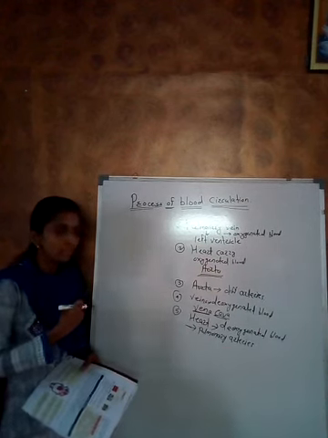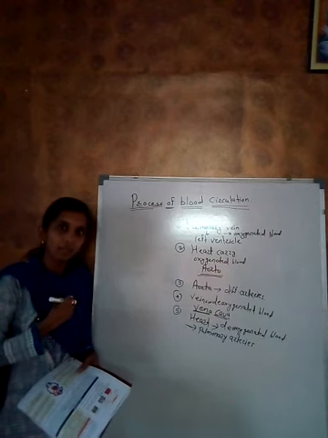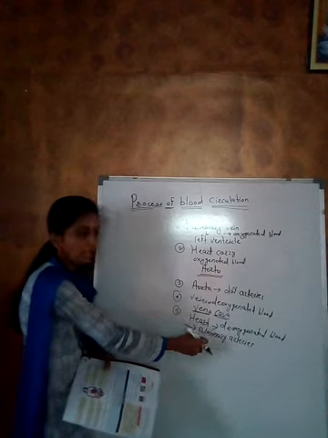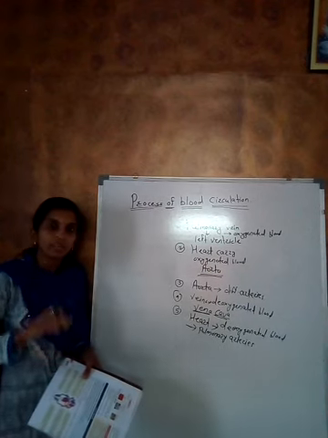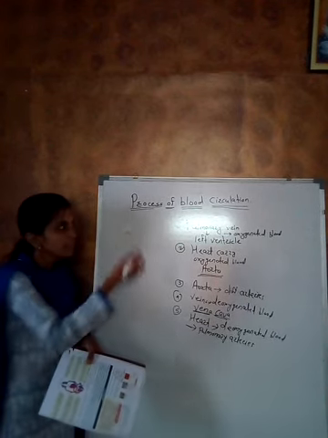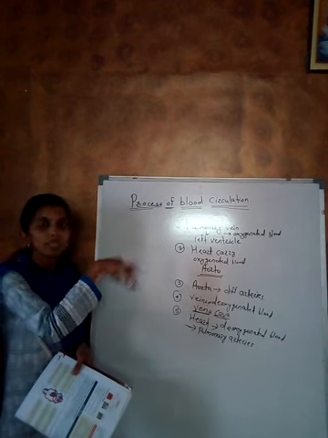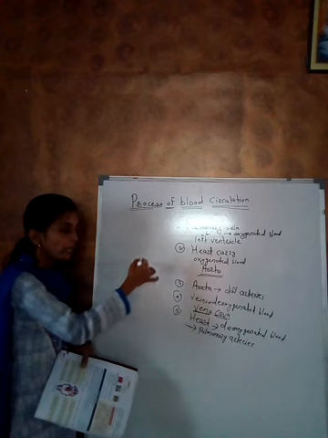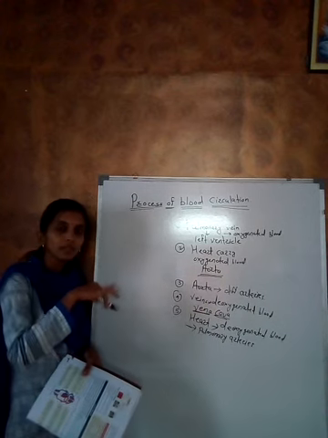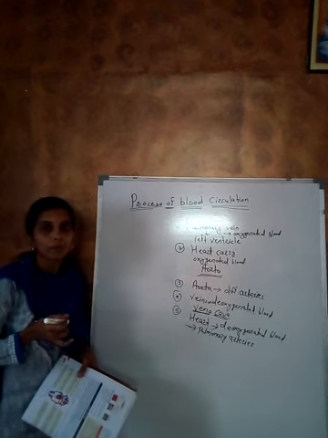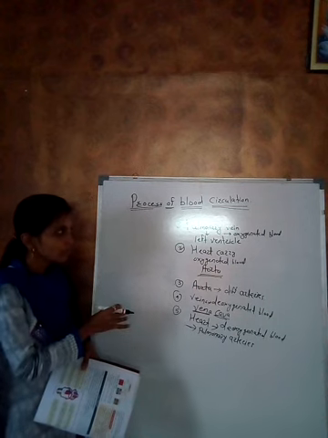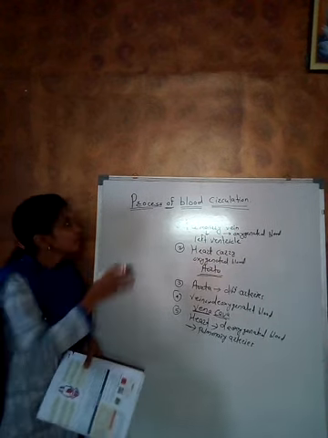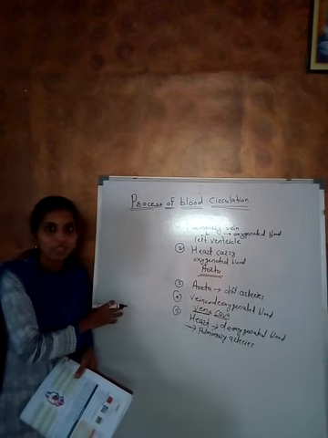Okay, that pulmonary artery is connected with our lungs. So the heart carries deoxygenated blood to the pulmonary arteries and finally to the lungs. This circulation process is continuously going on in our body, heart to lungs, again lungs to heart. For that process, veins and arteries are important. So this is the process of blood circulation in our body.